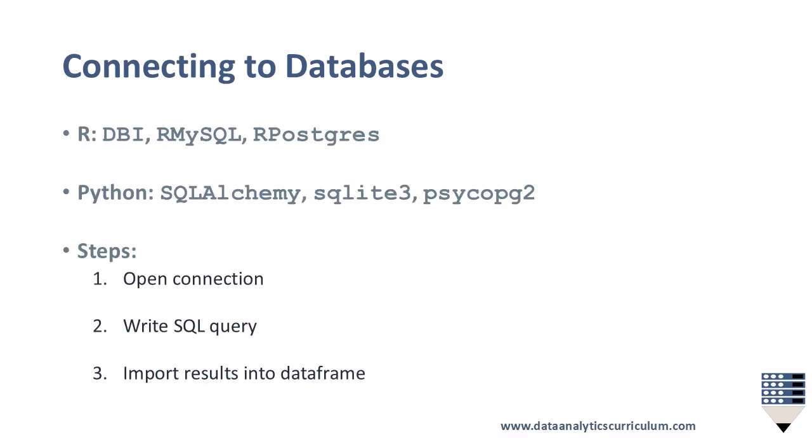Connecting to databases. In R, you can use packages like DBI, RMySQL, or RPostgres. In Python, common libraries include SQLAlchemy, SQLite3, and Psycopg2. The process typically involves opening a connection, writing a SQL query, and importing the results into a data frame.